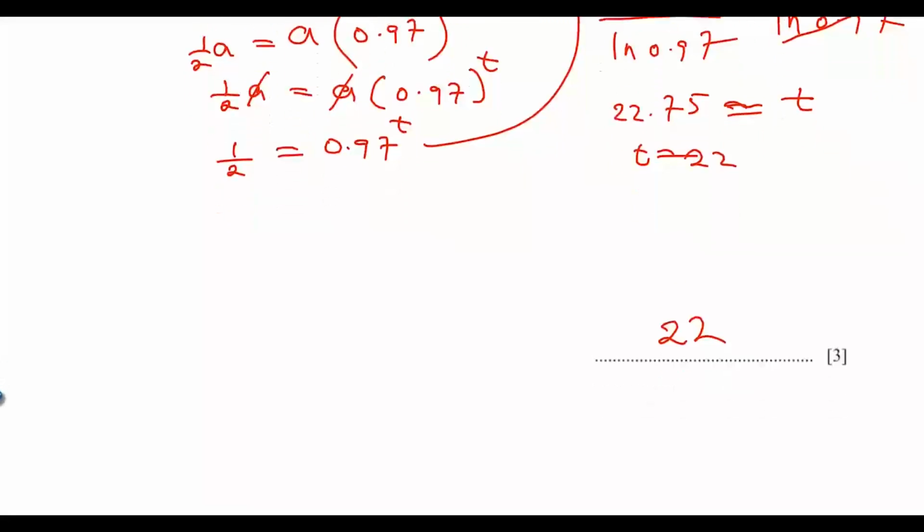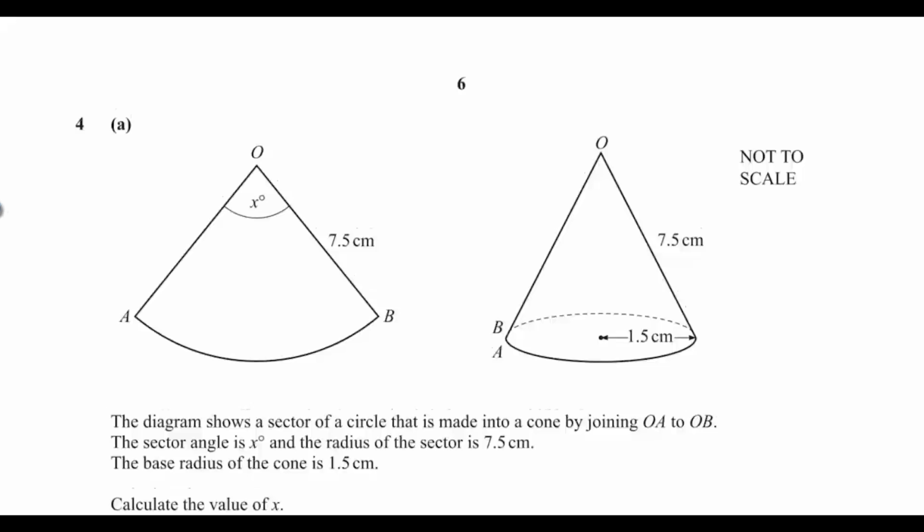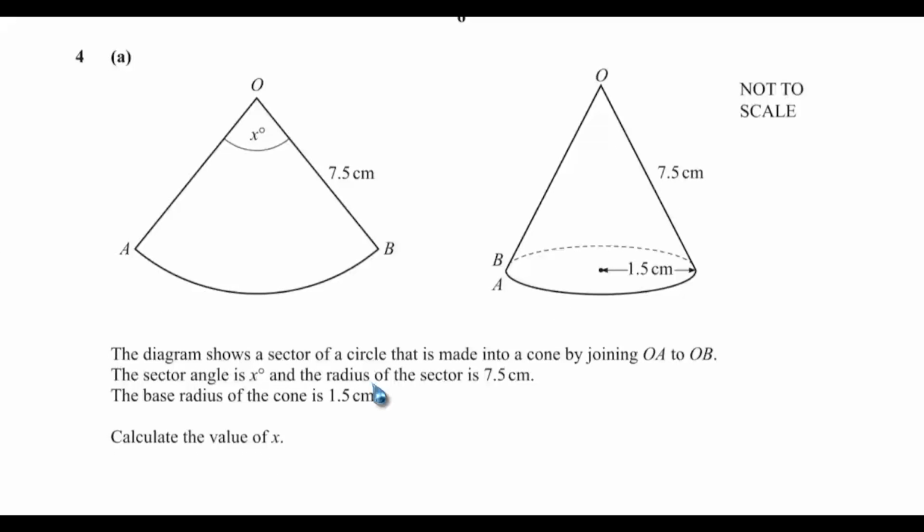So that will be question 4. The diagram shows a sector of a circle that is made into a cone by joining OA to OB. The sector angle is x degrees and the radius of the sector is 7.5 centimeters. The base radius of the cone is 1.5 centimeters. Calculate the value of x.